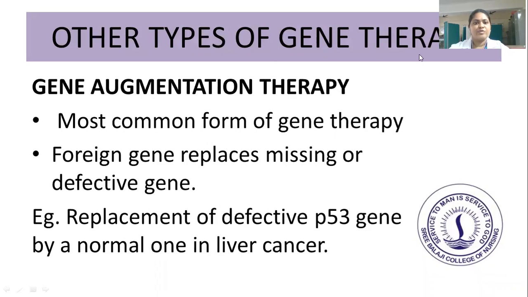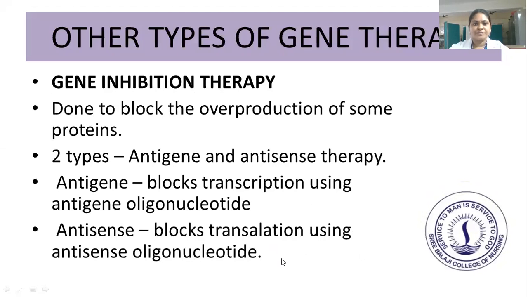Next, the other types of gene therapies. First is gene augmentation therapy. The most common form of gene therapy is gene augmentation therapy, where the missing or defective genes are replaced with foreign genes, which is normally done in gene therapy. For example, the replacement of a defective P53 gene by a normal one in liver cancer.